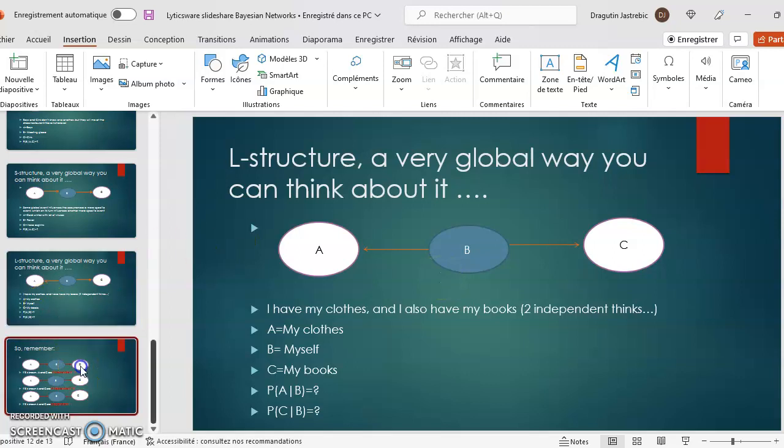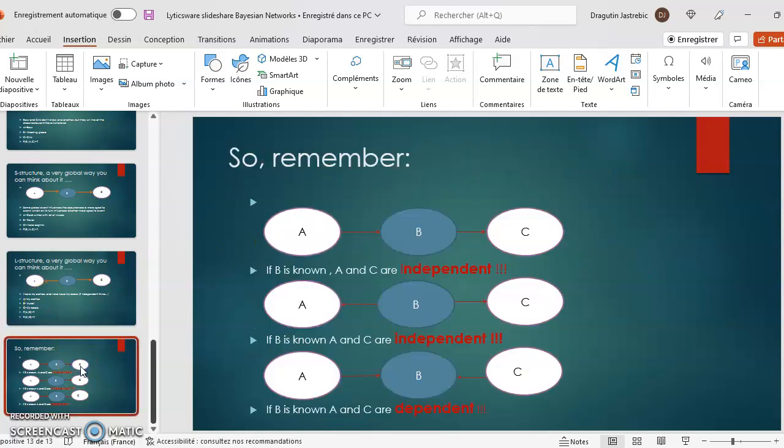And to finish this slide, remember, we have three structures. In the case of the S structure, if B is known, A and C are independent. In the case of the L structure, if B is known, then A and C are independent. And finally, in the case of the V structure, if B is known, then A and C are dependent. Remember this well, because this is very important.